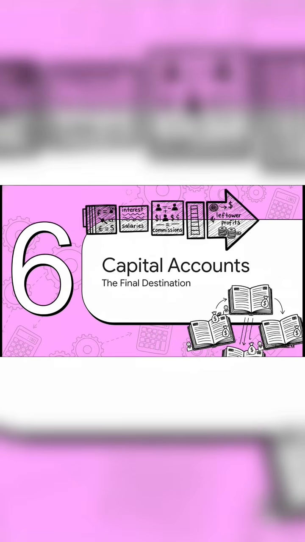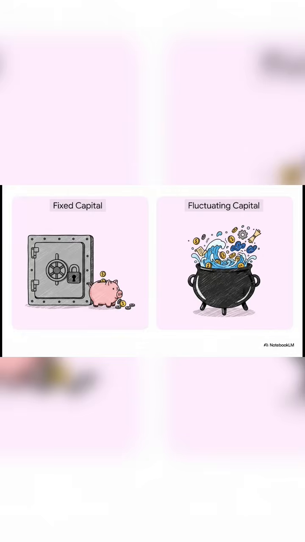Finally, Section 6. Capital accounts. The final destination for all this math. Okay, we've crunched all the numbers. We've figured out the interests, the salaries, the commissions, and the leftover profits. Now, all that calculated money finally gets dumped into the partner's individual accounts.